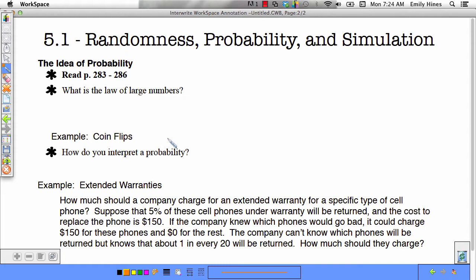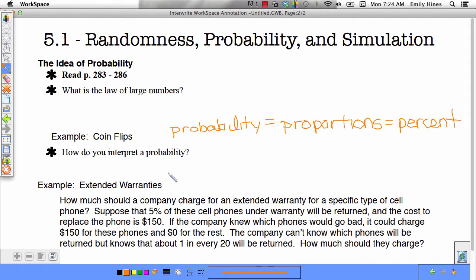And in fact, for us, probability, proportions, and percents are all the same thing. There is no difference. So when we find that something happens a certain proportion of the time, that means that it has a probability of happening that proportion of the time. Okay, so here's how we interpret a probability.